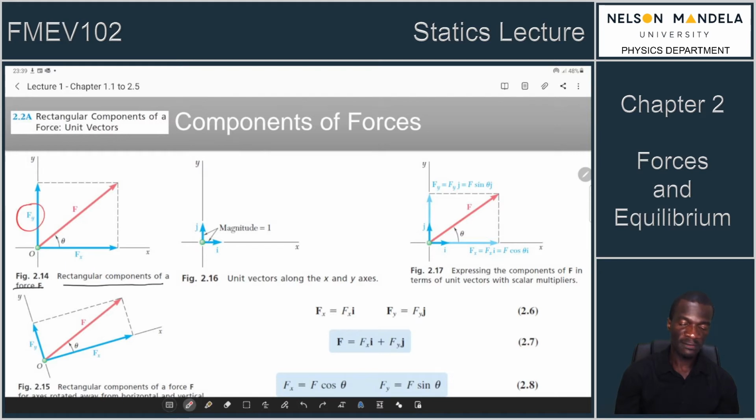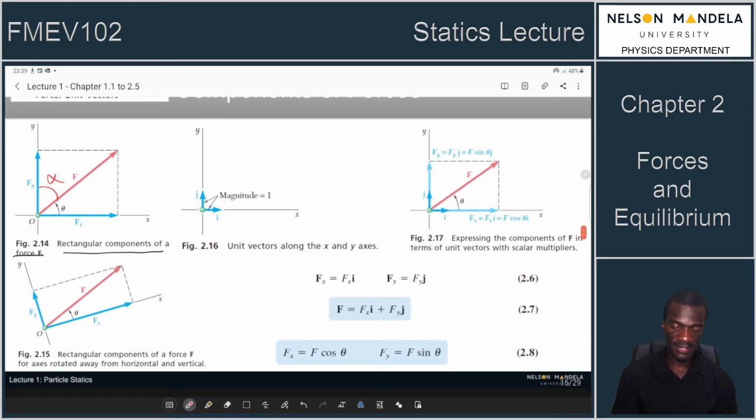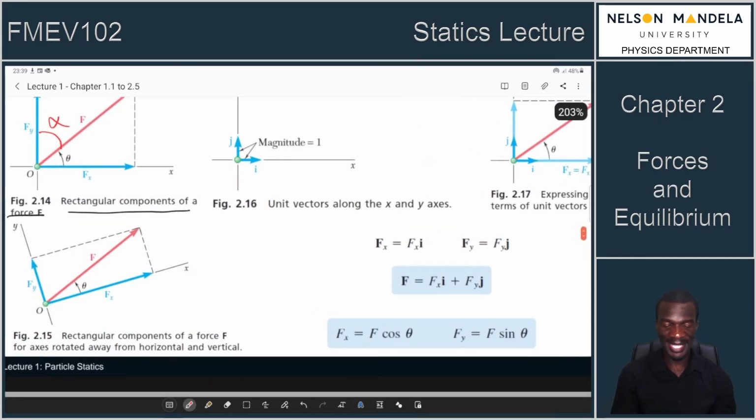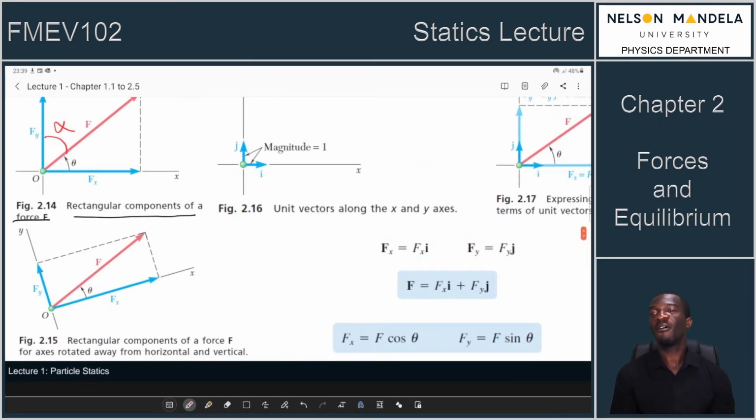You can also find the components Fy, which is the vertical component, using the same angle theta, or you can use another angle alpha. So you can have fun and play around so that you can find the components of forces. Then figure 2.15 is just showing us that the system of rectangular components is neither here nor there. You can put it in any orientation as long as you stick to the principle.